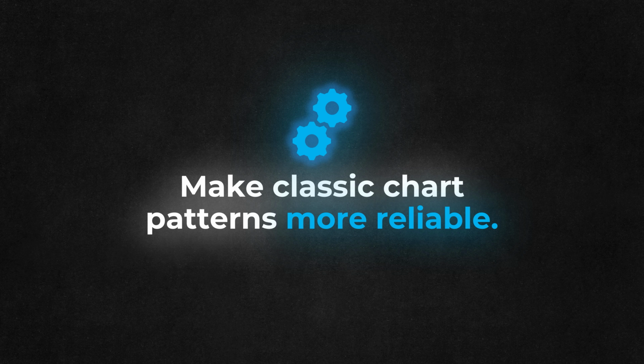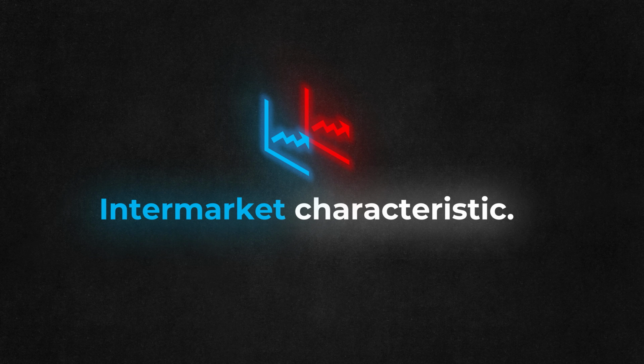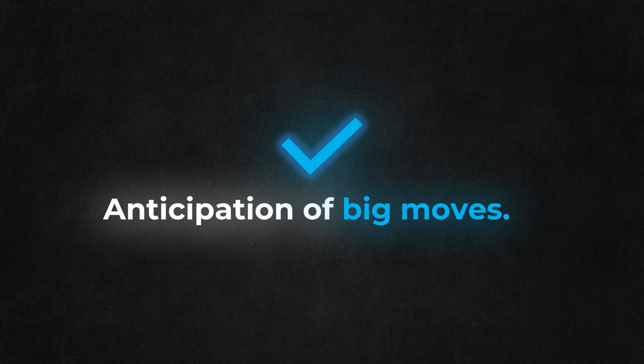You can often find fast price action patterns in significant price reversals. Fast price action patterns have an intermarket characteristic in the sense that a pattern in one market can signal a reversal in another market. These patterns are designed to allow the trader to anticipate big moves in price.